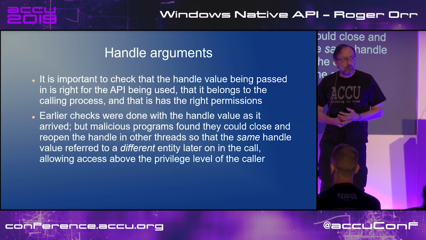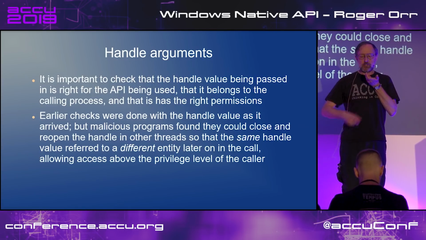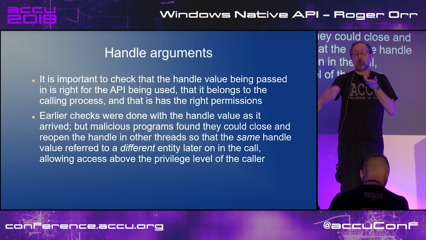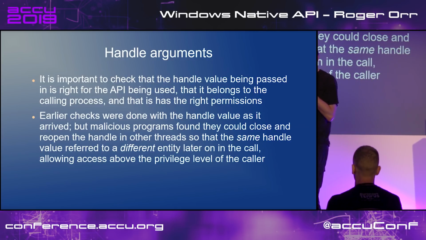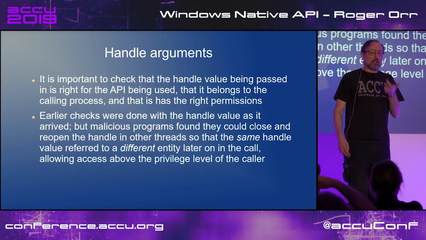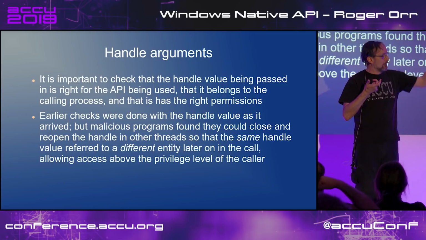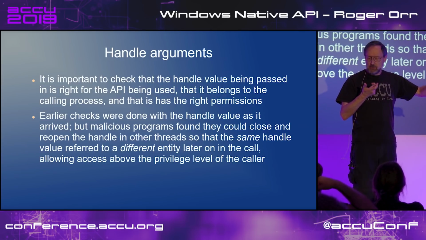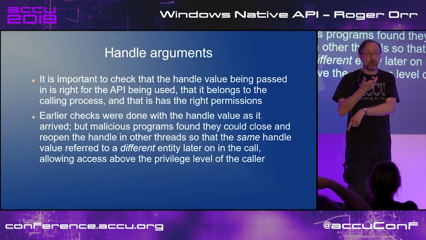Handles. They're a bit more complicated because they are an opaque value that refers to something that the OS has opened for me, like a file handle or a device. In earlier checks, what happened was you arrive in the API, you look up the handle, so yeah, it's a file, you're doing a read call, you've got read permission, job done, tick, move on.